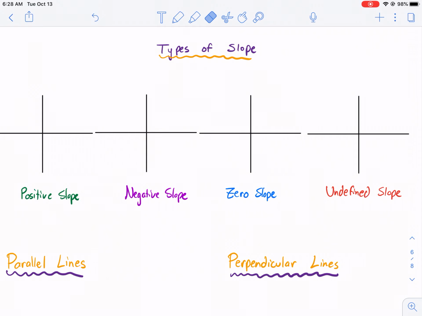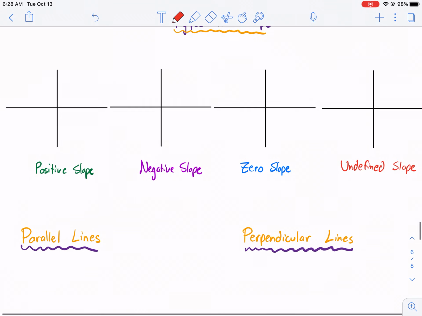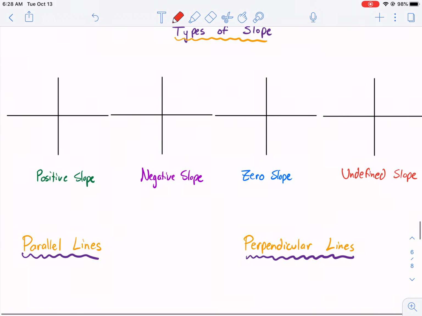Welcome back, everybody, to part 2 of this section 2.2 for advanced topics. But if you're an algebra student, welcome anyway. It doesn't matter if you have a certain label or whatever. If you're just trying to learn about slope and types of slope, you're in the right place. So here we go. We have 4 different types that we're going to talk about today.